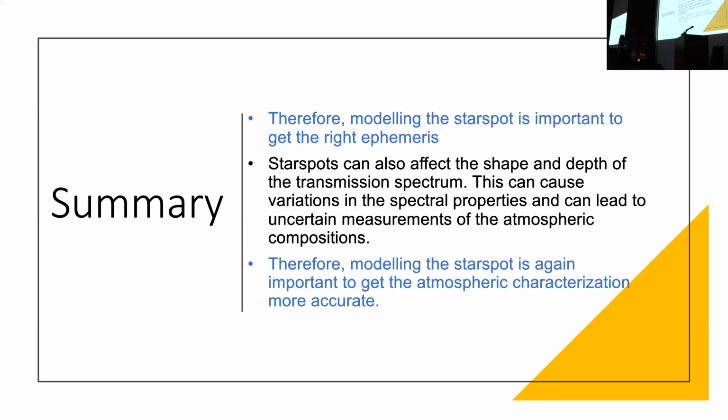A bit of future work is that for the orbital ephemeris, a higher order polynomial should be verified to actually say whether the exoplanet WASP-19b is experiencing orbital decay or not.